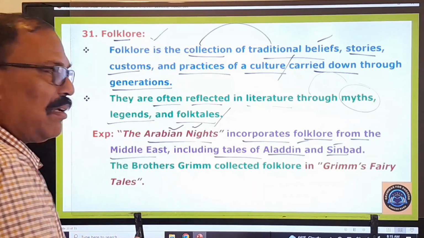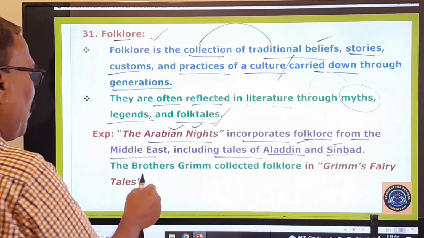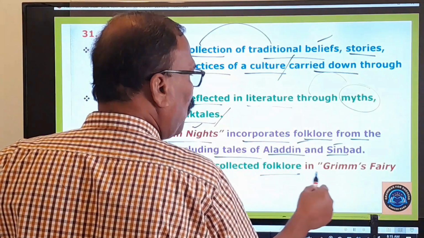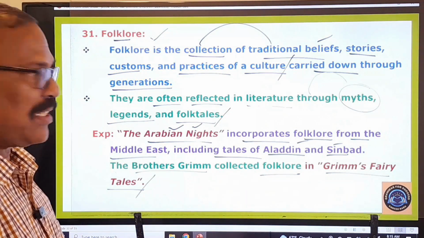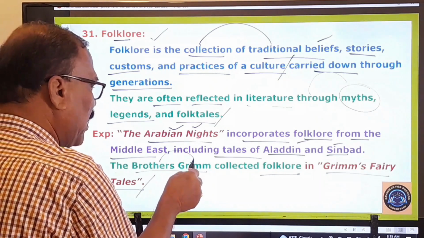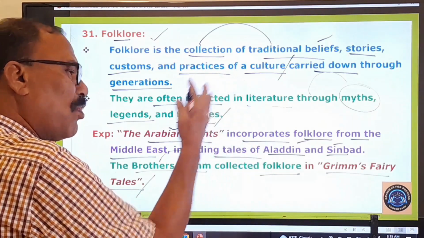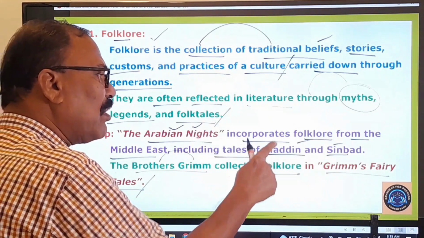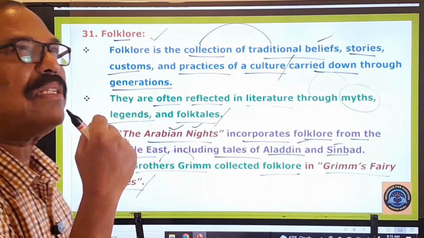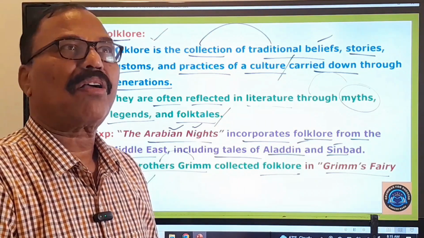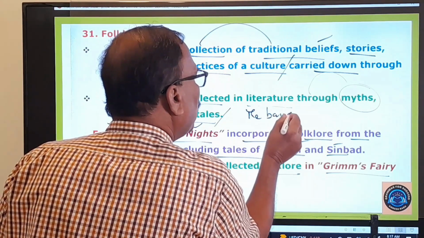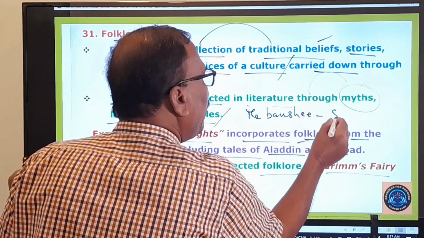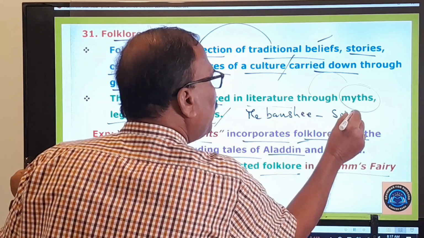And another example is given here. The Brothers Grimm collected folklore in Grimm's fairy tales. So the Brothers Grimm collected all the folklore in the book called Grimm's fairy tales. There is an Irish folklore. According to that, the banshee is the name of a spirit. This is a spirit.